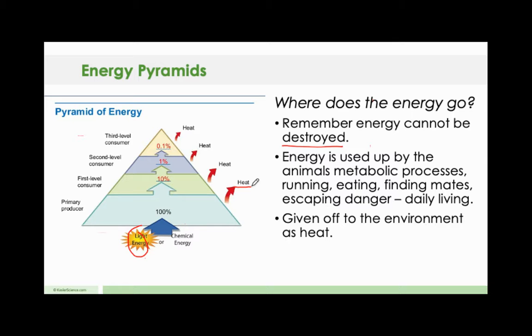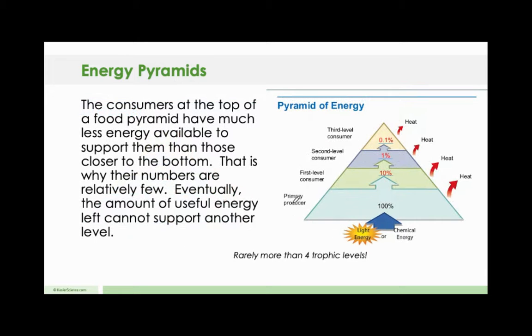Heat and movement. So as an animal's living, it has to find its own food, it's working to reproduce, it's getting all of the energy that it needs in order to survive, and a lot of that gets given off as heat. Your body heat is an example of energy being lost. So all the plants are getting rid of energy, all of the consumers are getting rid of energy, and only the biomass that they have left as chemical energy gets passed on from one level to another.